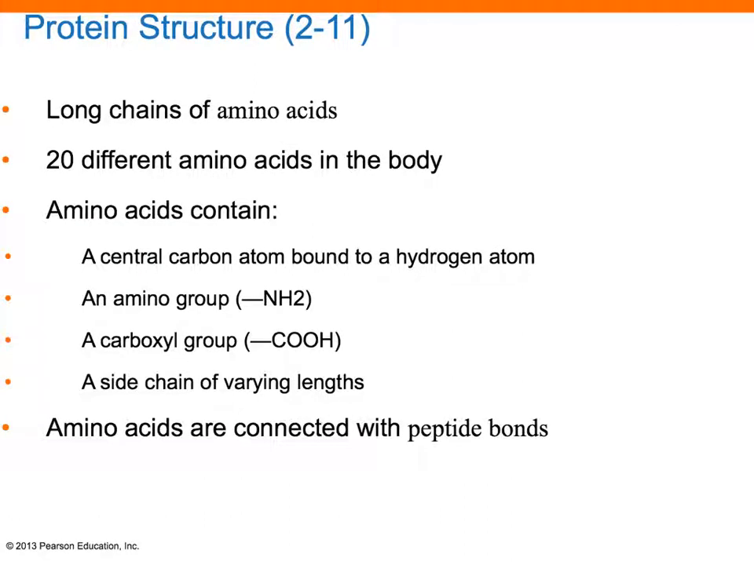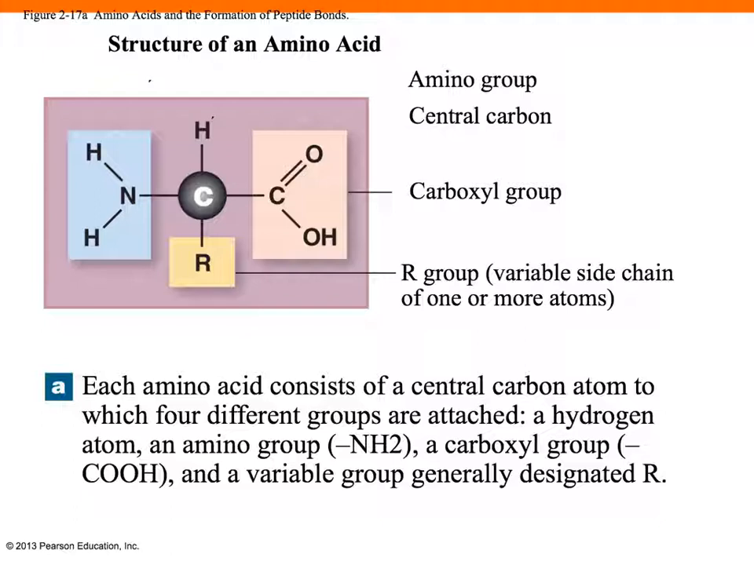Proteins are long chains of amino acids. There are 20 different amino acids in the body. Amino acids contain a central carbon atom bound to a hydrogen atom, an amino group, an NH2, and a carboxyl group, a COOH, and a side chain of varying lengths. Amino acids are connected with peptide bonds. This is the structure of an amino acid. You can see the amino group, central carbon atom, the carboxyl group, and last but not least, the R group, and that's a variable side chain with one or more atoms. Each amino acid consists of these things.